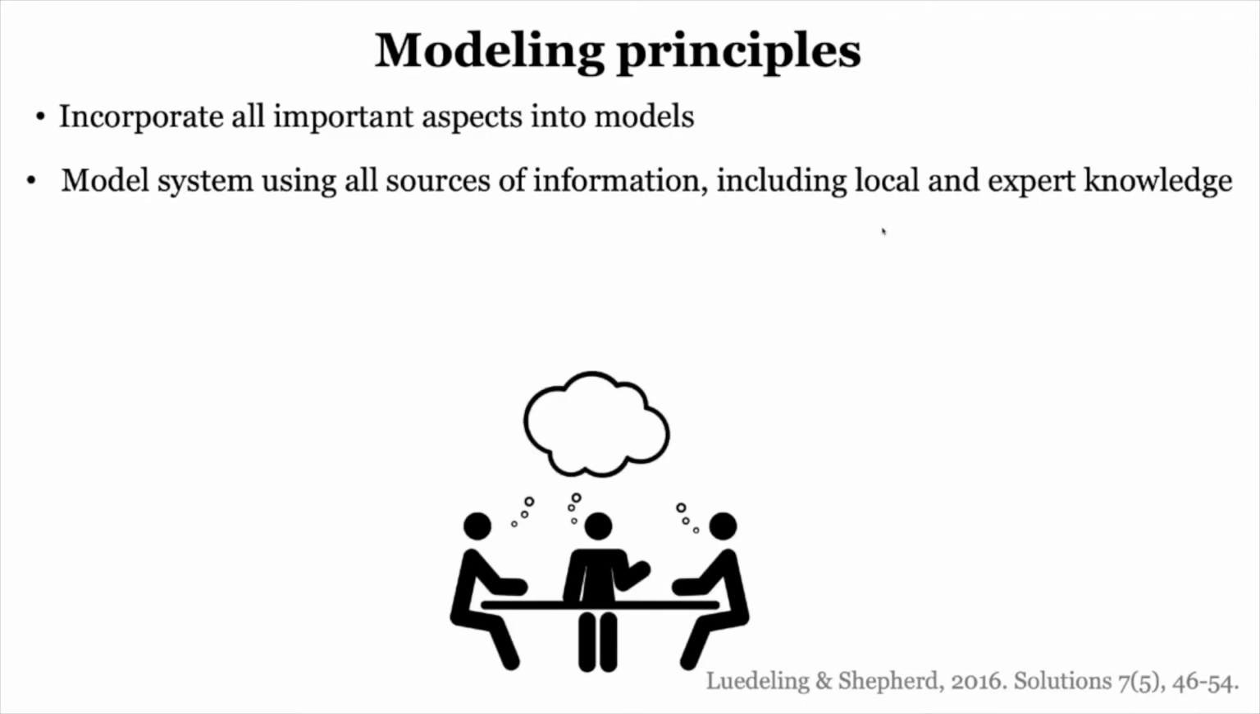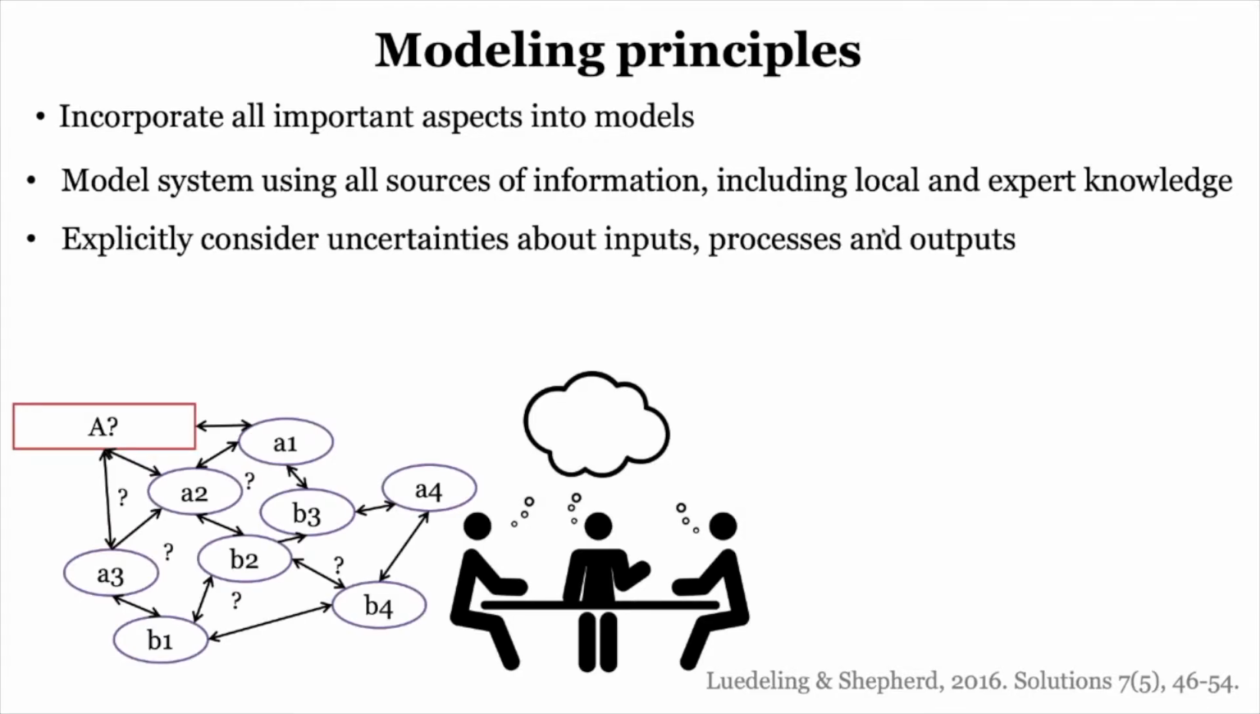In order to build models, we follow a few modeling principles, and those include incorporating all the important aspects into models. As you practiced in the last video, you thought about some important variables that have a lot of uncertainty. We need to make sure that these are all incorporated into the models. We use all sources of information. That includes local and expert knowledge, maybe most importantly. And we explicitly consider uncertainties about inputs, processes, and outputs.